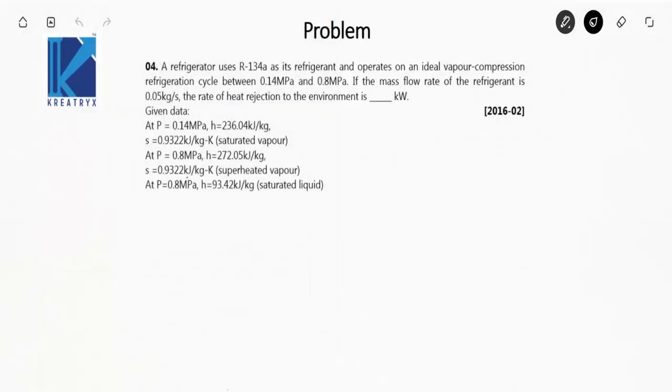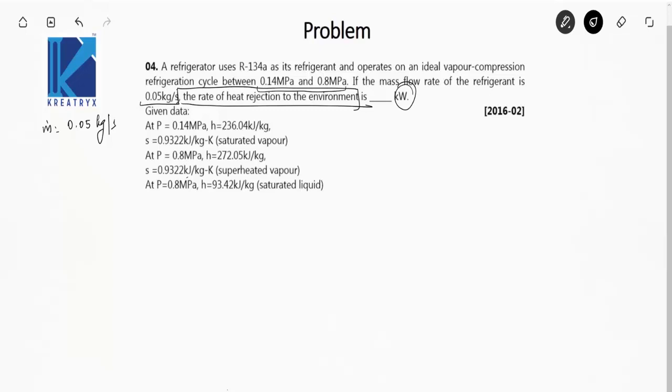Okay, so a refrigerator uses R134A as its refrigerant and operates on an ideal vapor compression refrigeration cycle between the pressure limits of 0.14 megapascal and 0.8 megapascal. If the mass flow rate of the refrigerant is 0.05 kilogram per second, m dot is 0.05 kilogram per second, find the rate of heat rejection to the environment in kilowatt.